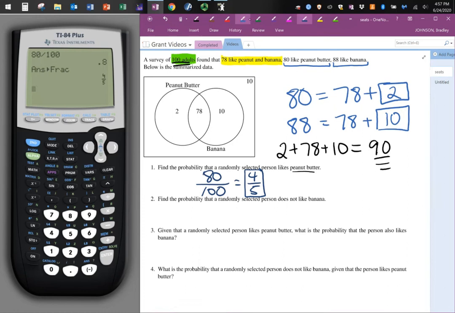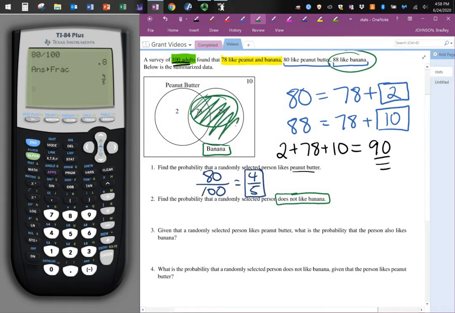Okay, number 2. Find the probability that a randomly selected person does not like banana. So does not like banana. Well, if we look at the banana, these 88 like banana. So everything outside of it, right, if I just cover this up, everything on the outside is not banana, right?